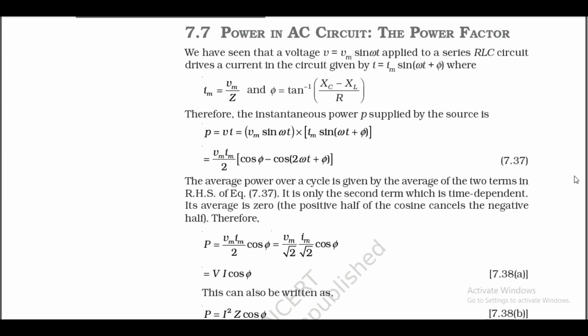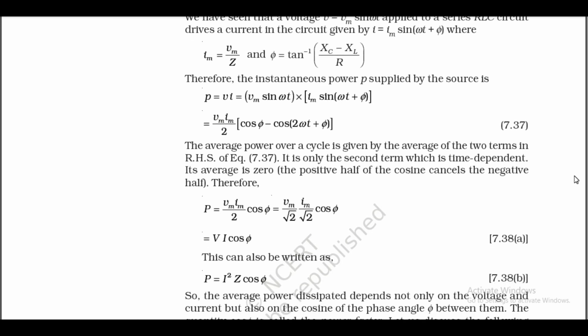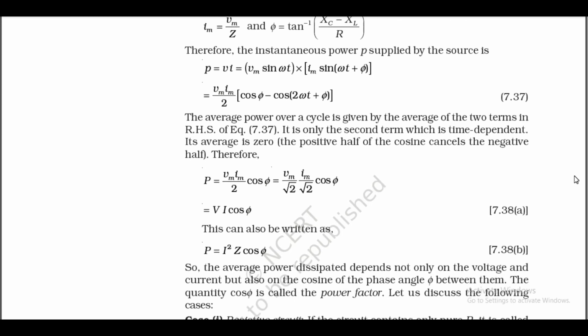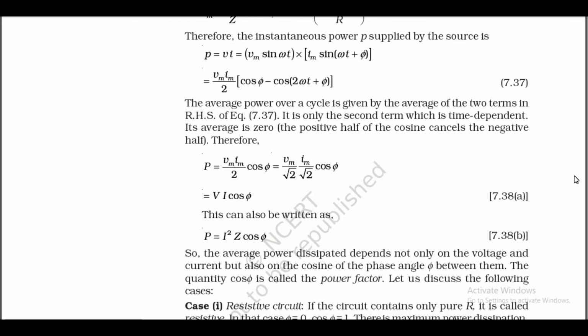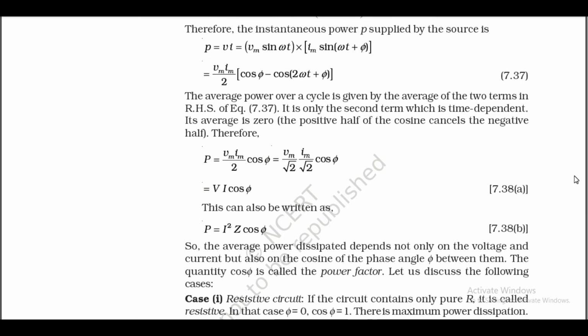Therefore, the instantaneous power p supplied by the source is p equal to v i, which is equal to Vm sin omega t into Im sin (omega t plus phi naught), which is equal to Vm Im divided by 2 times [cos phi naught minus cos (2 omega t plus phi naught)].